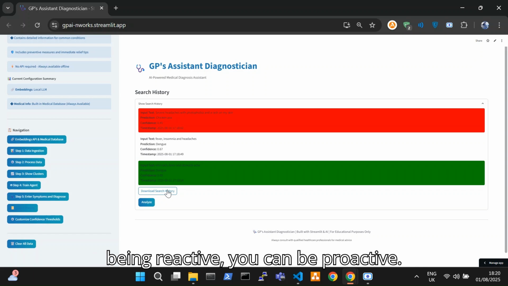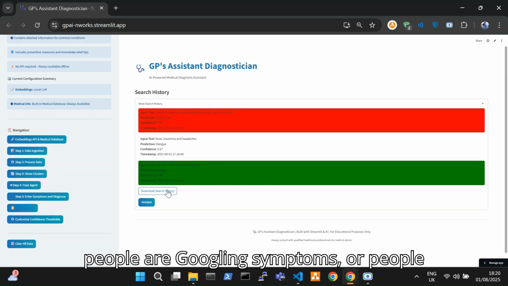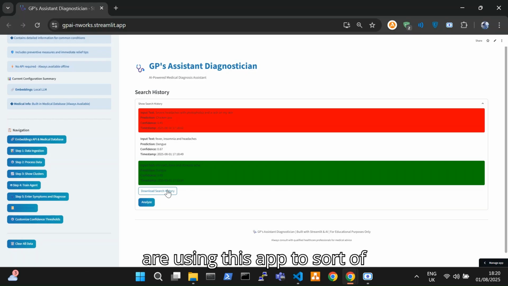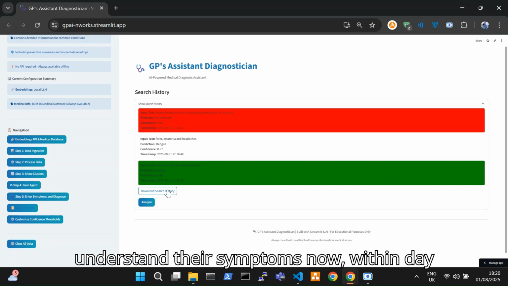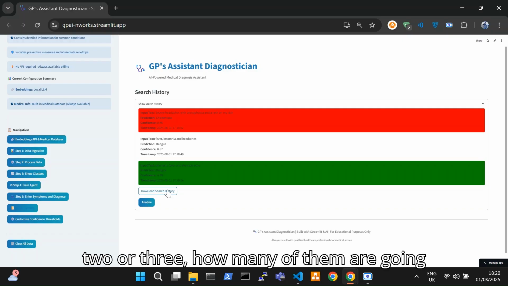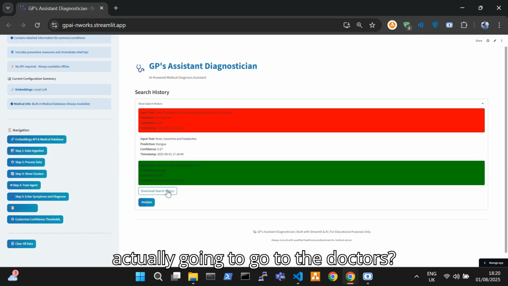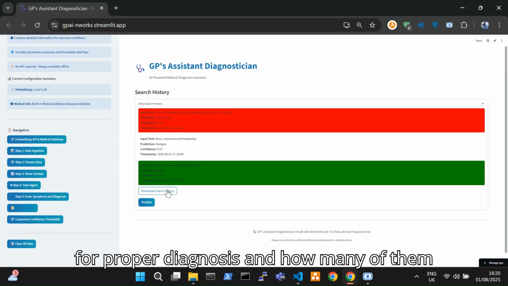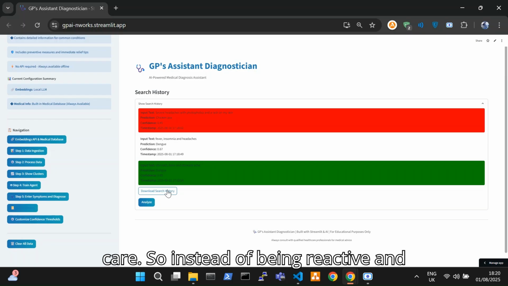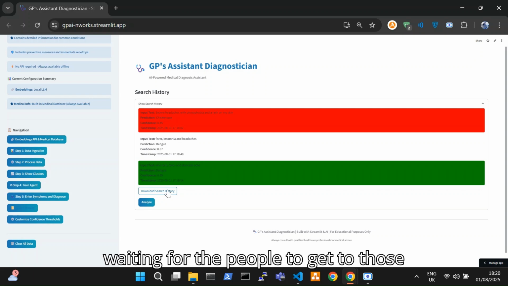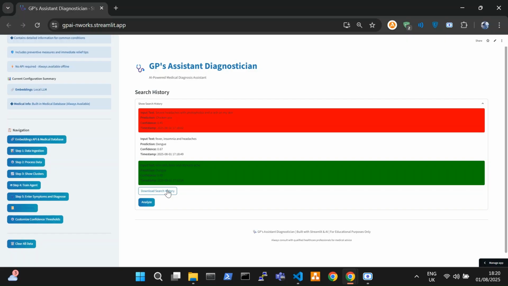And instead of being reactive, you can be proactive, because after a specific disease, what follows? What sort of treatment? If people are Googling symptoms, or using this app to understand their symptoms, within day 2 or 3, how many of them are going to be queuing up for medicines? And how many of them are actually going to go to the doctors for proper diagnosis, and how many are going to need intensive care? So instead of being reactive and waiting for people to get to those points, we can predict some of those things if we know what the population in a specific region is feeling at this point through this app.